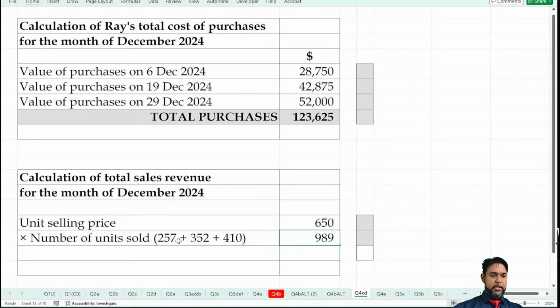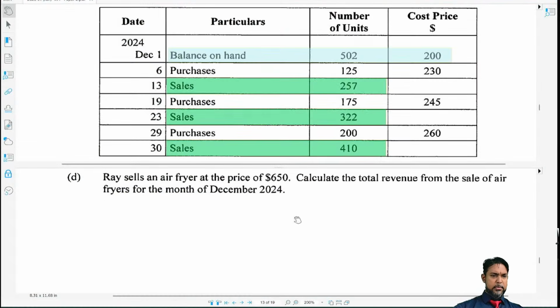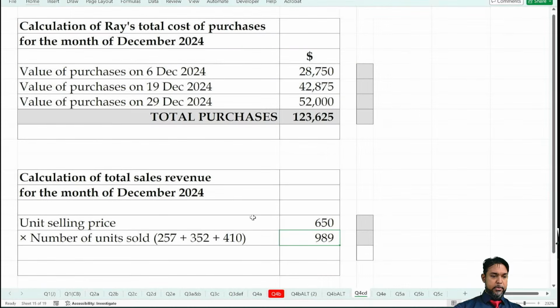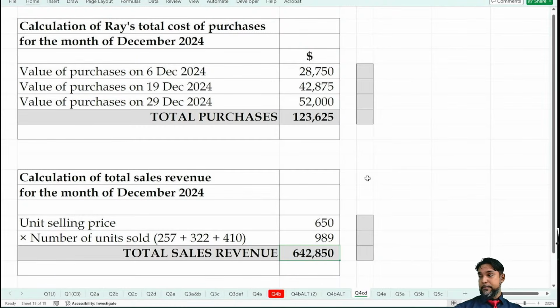Right, that's a 9, 515. Wait, what? 322, sorry, 322. Right, 512 is 9, and then 2, 3. Right, cool. So selling price is that, number of units is that, and all we have to do is multiply. When you multiply, you get 642,850. Right, super, you're on the ball. Very good.